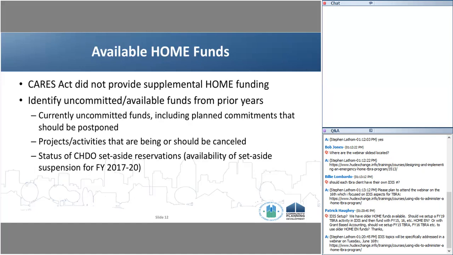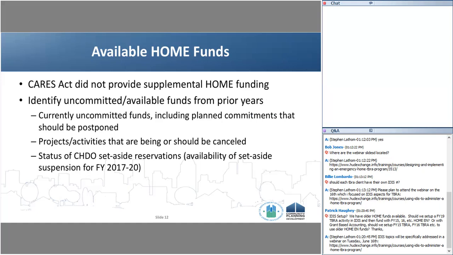So when it comes to HOME, I think everyone's already heard and realizes this, but we did not receive any supplemental HOME funding under the CARES Act. So when we start to talk about deploying HOME for emergency TBRA, we're looking at HOME resources that have already been allocated to us. There's no new money. So the first step in determining what we can do with HOME is reviewing our local programs to identify if and where we have funding that can be reprogrammed.